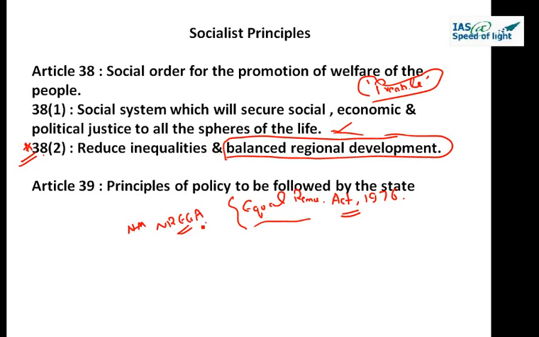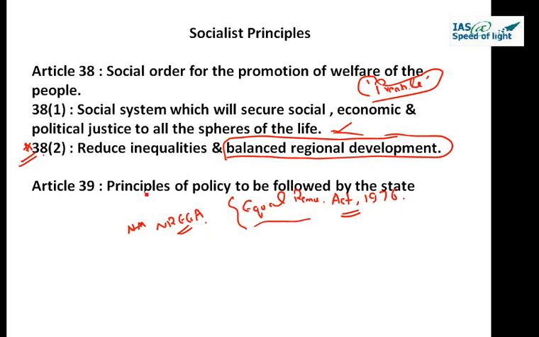This also gives the right to remuneration for all, equal means of livelihood. E. That the health and the strength of the workers, men and women, and the tender age of the children are not abused, and the citizens are not forced by economic necessities to enter vocations unsuited to their age and strength. F. It says that children are given opportunities and facilities to develop in a healthy manner and in conditions of freedom and dignity. Okay, so these are the socialist principles under article number 39.